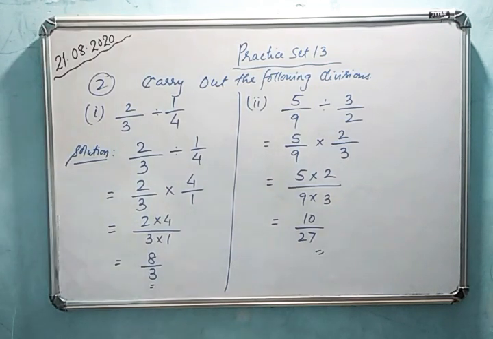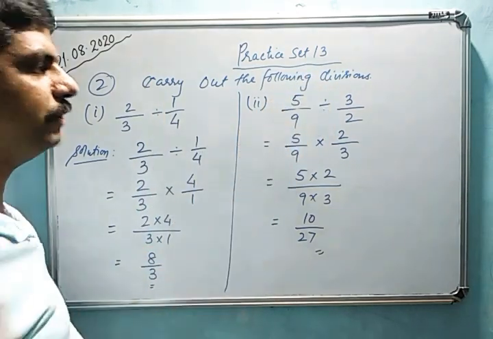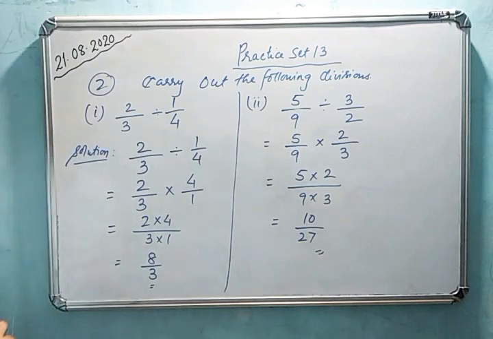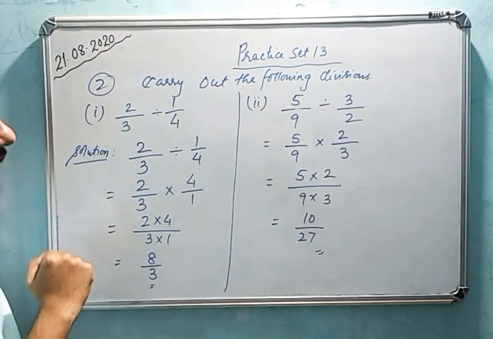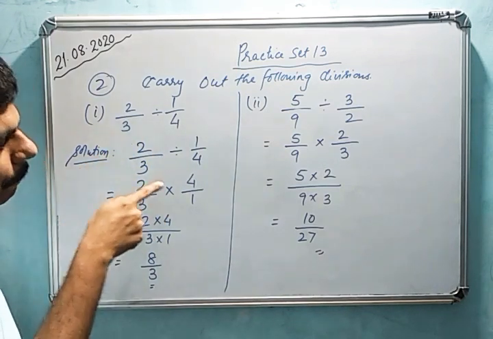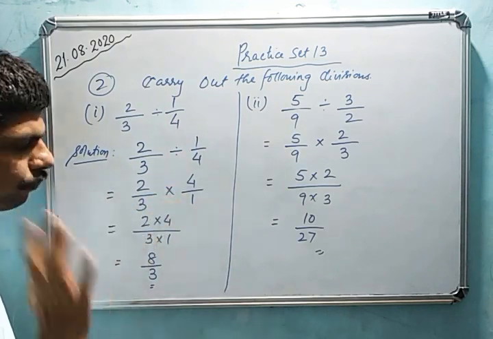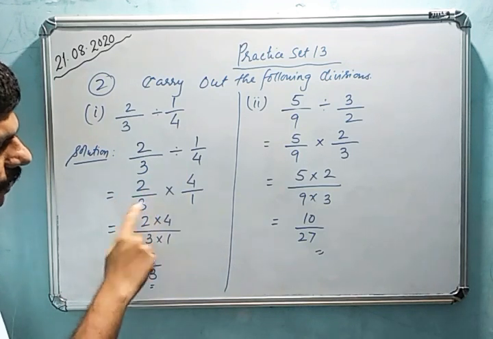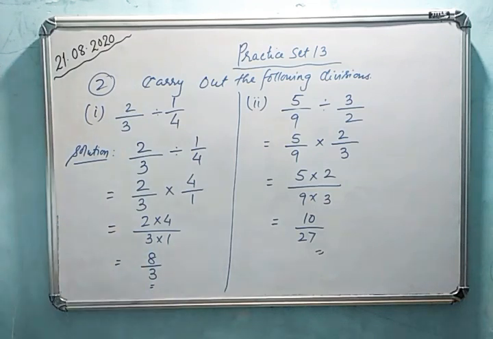Students, see second part of this practice set. Carry out the following divisions. First one is 2 upon 3 divided by 1 upon 4. So we have already seen the previous part that division can be written as multiplication. So 2 upon 3 multiplied by reciprocal. So 1 by 4 is written as 4 by 1. Now multiply. 2 4s are 8 and 3 1s are 3. So we got here fraction as 8 upon 3.